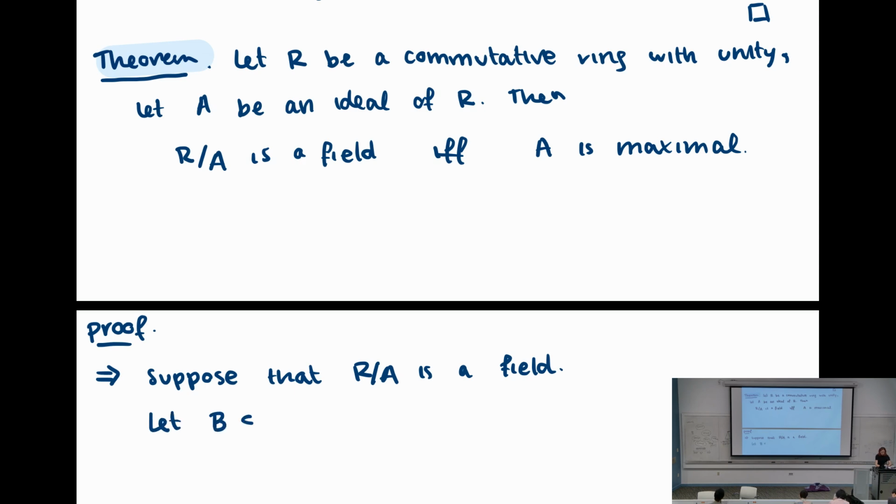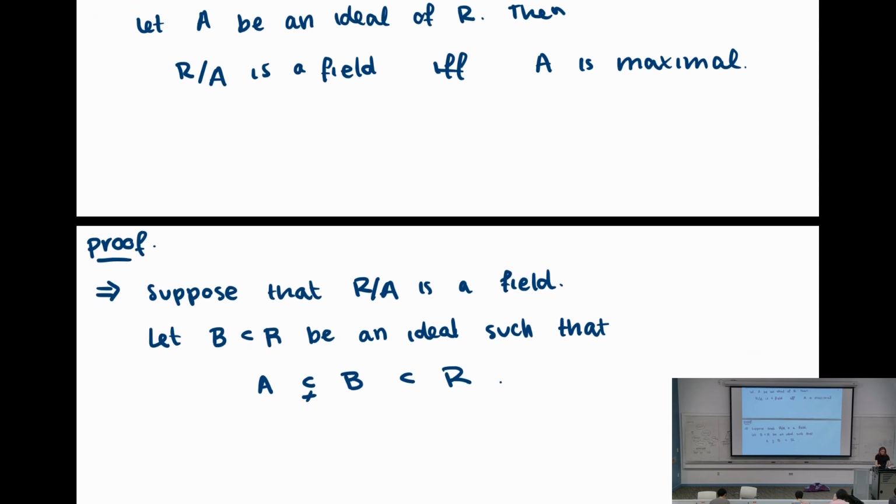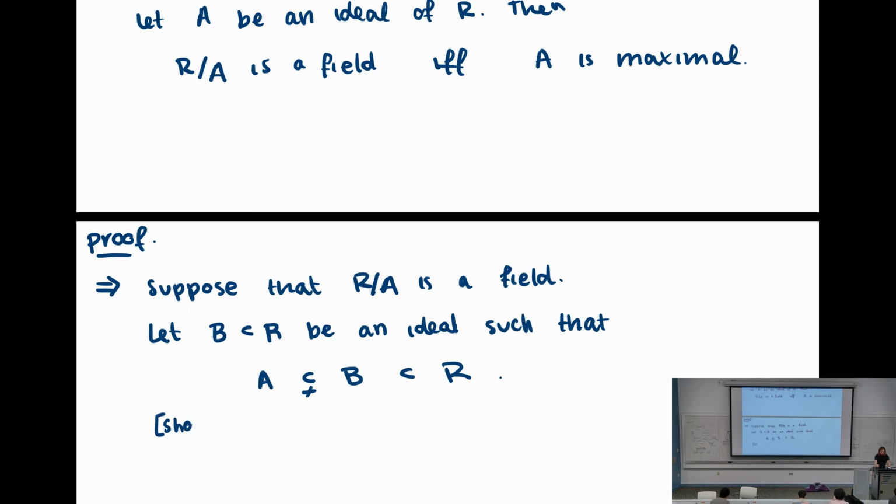B be an ideal such that B contains A and it's inside of the whole ring. And let's suppose further that B is not equal to A, all right? So B properly contains A. So then what we need to show is that B equals R, and that will enable us to conclude that A is a maximal ideal.